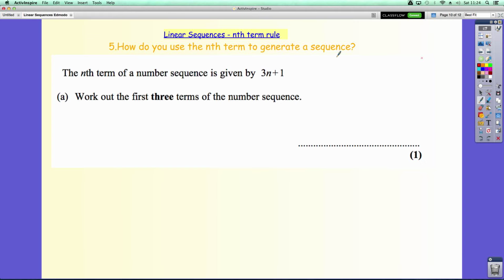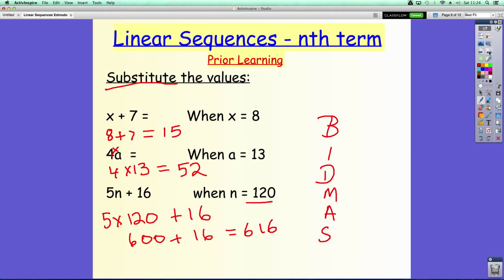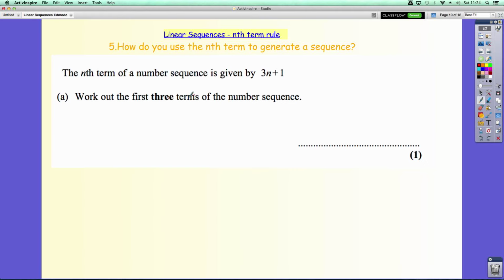So how do you use the nth term to generate a sequence? Just like we did previously, you just substitute in values for n. So work out the first 3 terms of the number sequence. You would have seen in my first video that n is the position. So the first 3 terms, my first, second, and third, n is just the position in the sequence. So first n will be 1, second n will be 2, and third n will be 3. So I'm substituting these values into 3n plus 1.